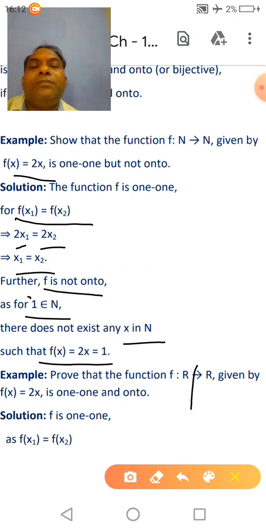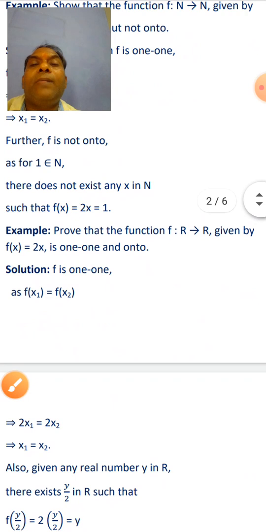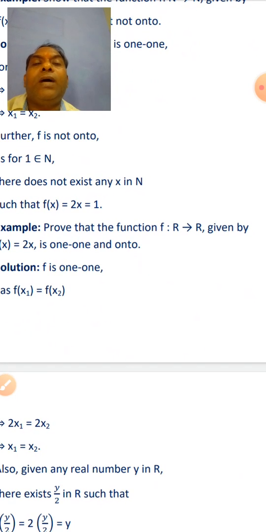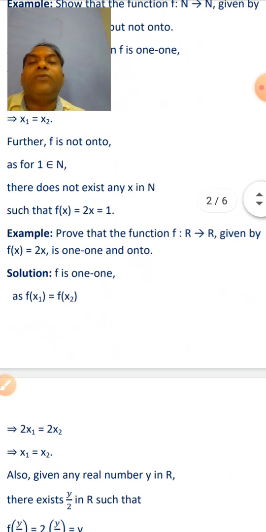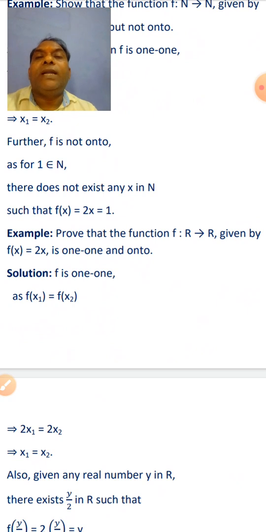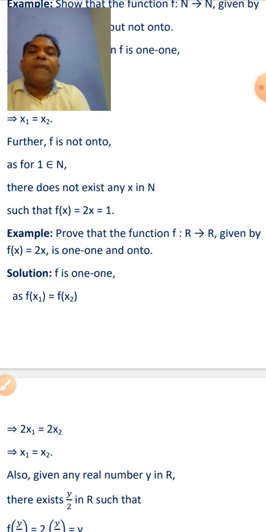Now see the next example. Prove that the function f from R to R, meaning the function is defined on real numbers, given by f(x) is equal to 2x is 1-1 and onto. You have to show that. Here f is 1-1.